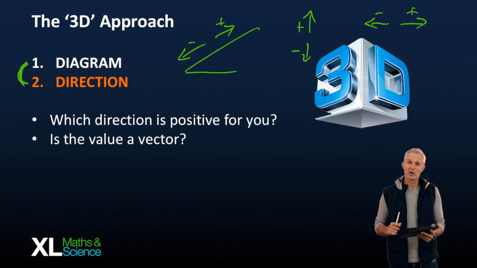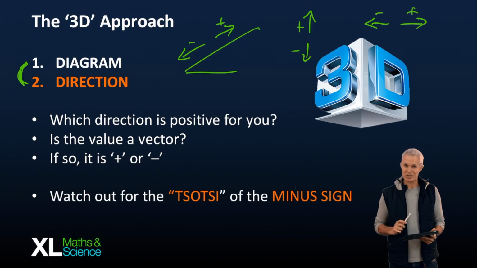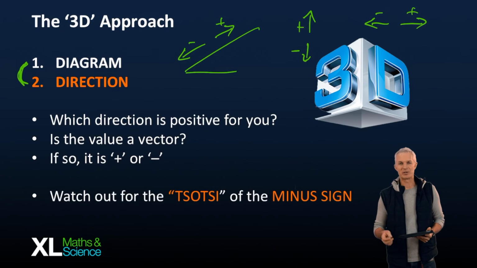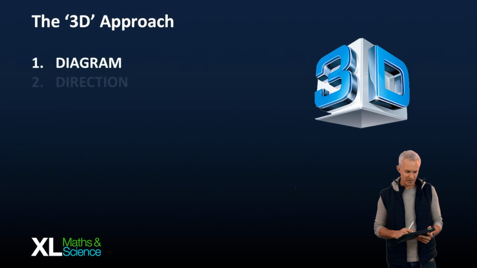Okay, then check your values, which of them are vectors. If it is a vector, choose the plus and minus and watch out for tsotsi of the minus sign, which is a terrible thief, will come and steal away marks because if you're not careful of your minuses, you can lose marks there. All right, so diagram, direction, and then the third D is the data itself.